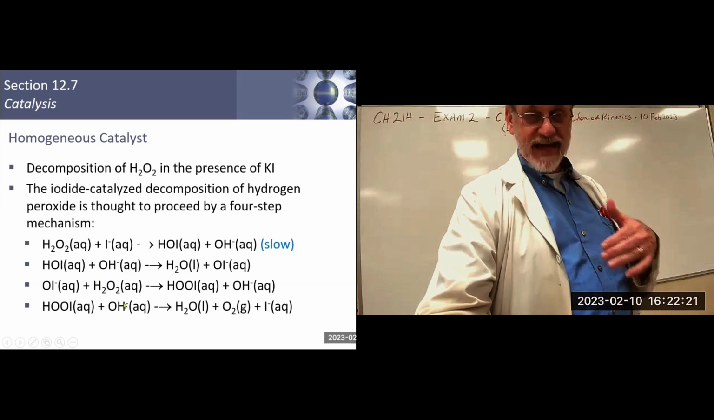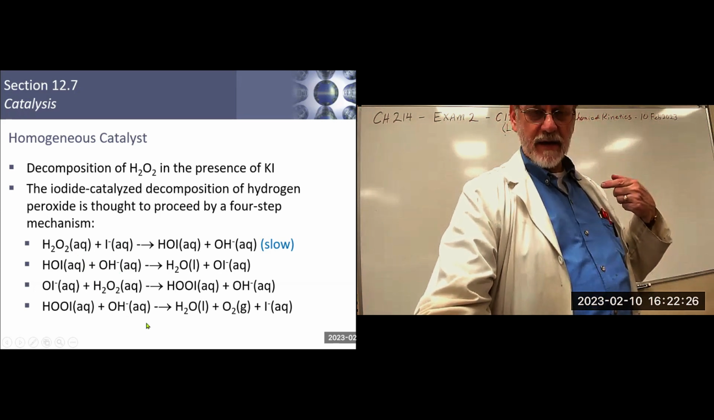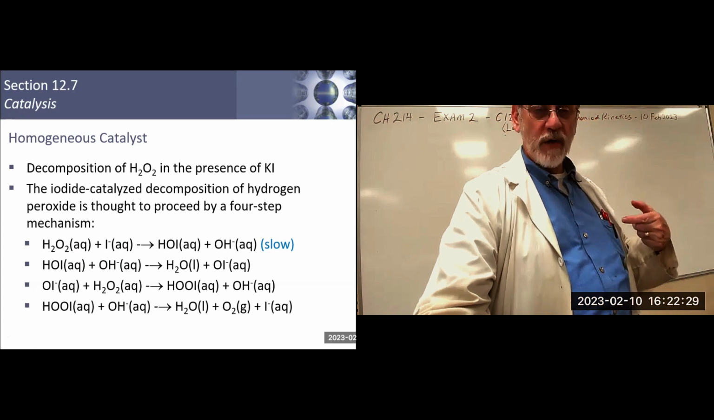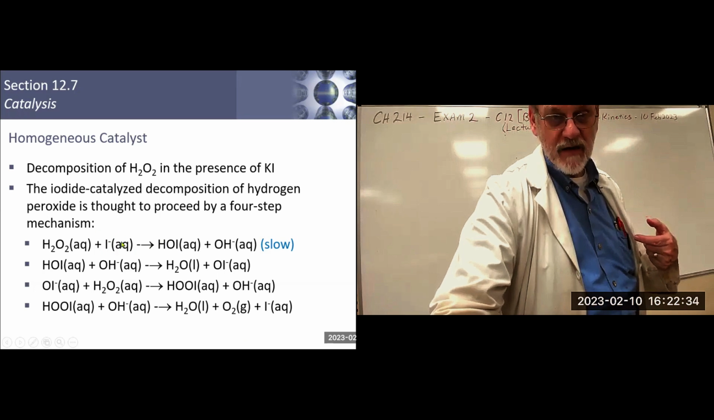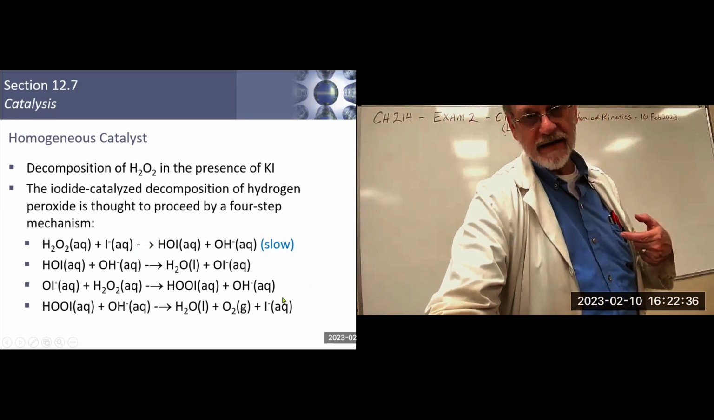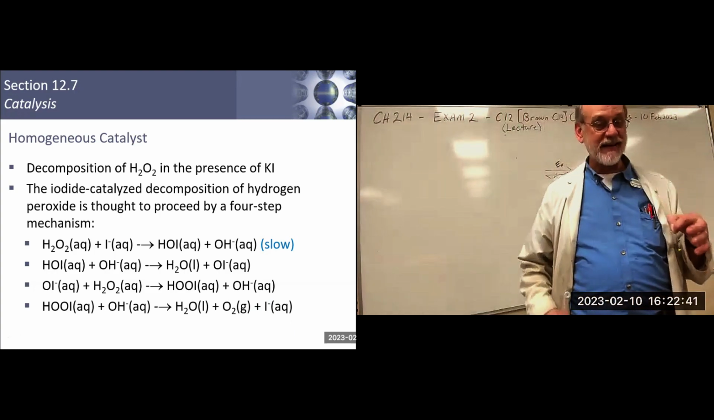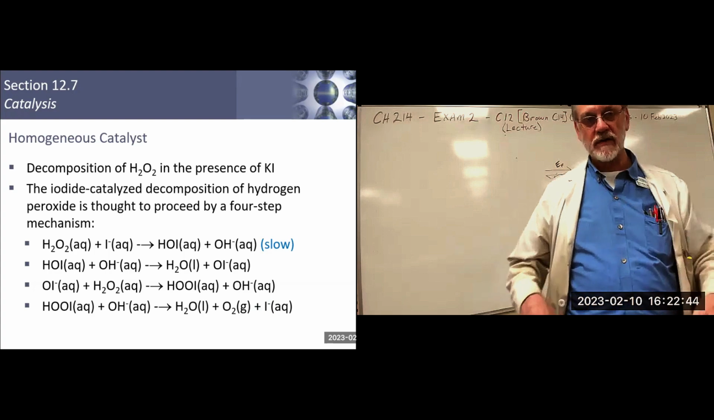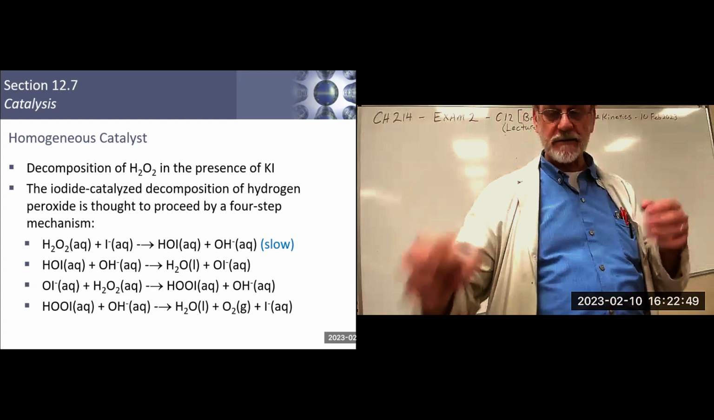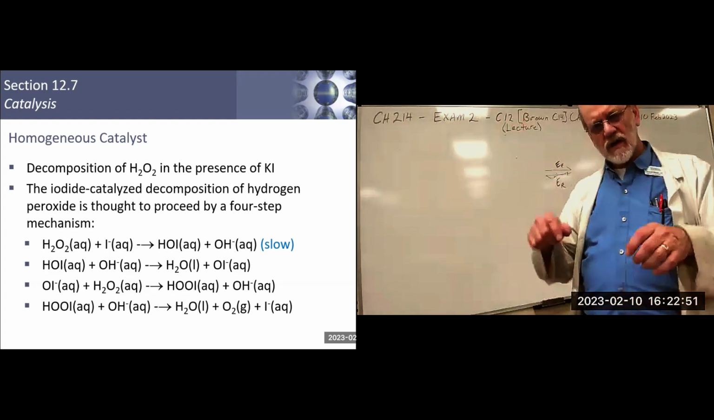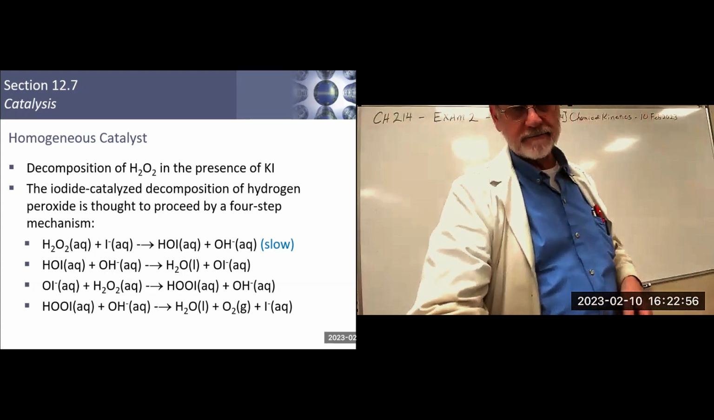Now we have to add all these together, and if we do, we end up with an overall reaction that eliminates the iodide. Notice the iodine here is on the left-hand side of the arrow, iodine here is on the right-hand side. So that's a dead giveaway that this is a catalyst. It comes in one end, goes out the other, supposedly unchanged. So it would not be part of the reaction equation. Sometimes we put iodine on top of an arrow to show that we did use it to do that.